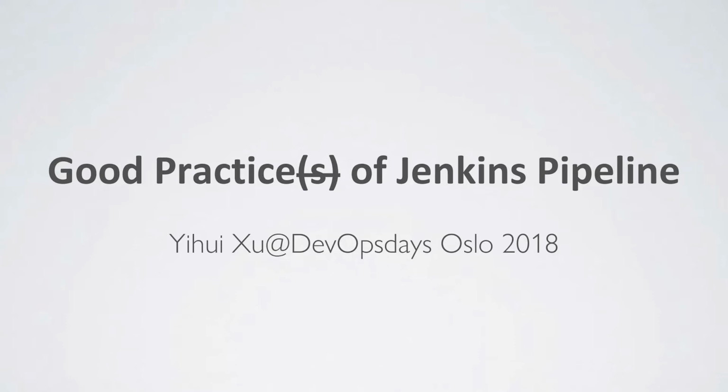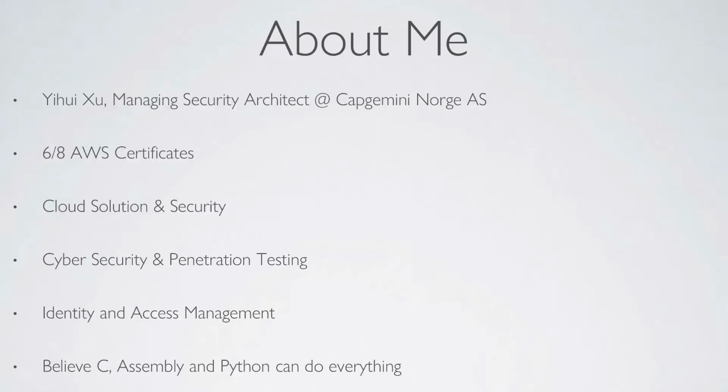So yeah, about me, I work in Capgemini as a security architect. I have a number of AWS certifications and focus on cloud solution and security. In addition, I have many years of experience with software security. But today, I'm not going to talk about cloud and security, but about the Jenkins pipeline.